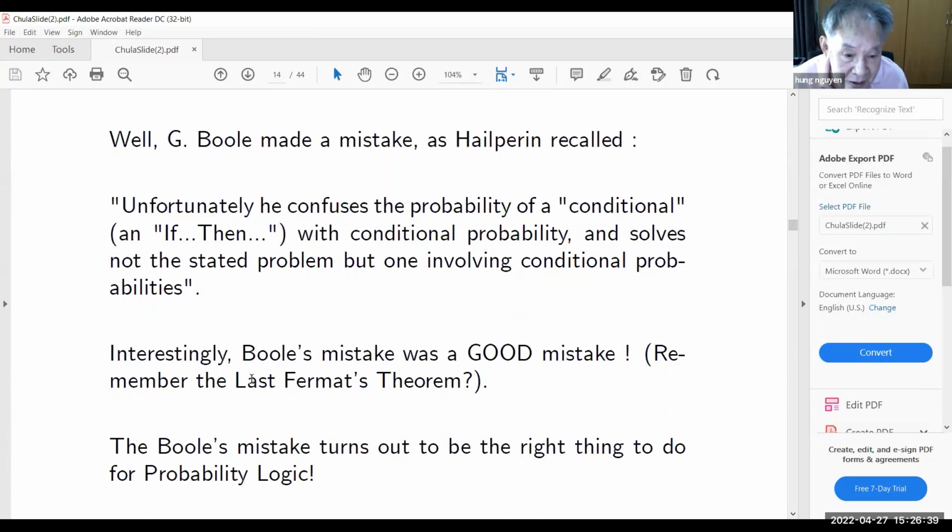But interestingly, Boole's mistake is a good mistake. Ajahn, when you do mathematics, do you make mistakes from time to time? Everybody makes them. But the question is, is the mistake a good one or a bad one? Remember Fermat's last theorem. You know how they solved Fermat's last theorem? Because of a good mistake. A Japanese mathematician said that he proved Fermat's last theorem and published a paper. It turned out to be wrong.